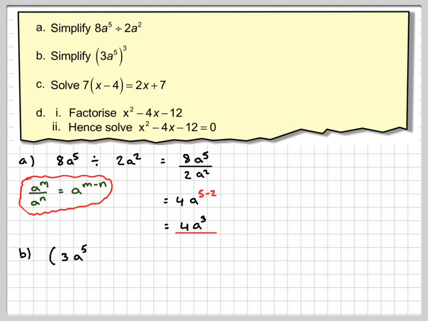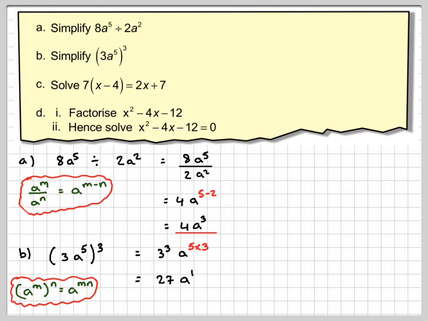In the next one, we've got to simplify 3a to the power of 5, cubed. So a to the m, to the n, is a to the mn. So we have to do 3 cubed first, which is 27, or just leave it as 3 cubed. And then a to the 5 times 3. 3 cubed gives me 27a to the 15, and that's the final answer.